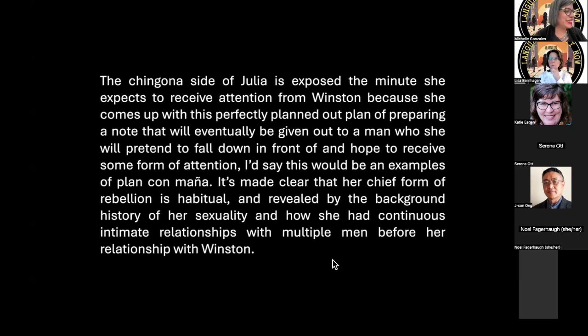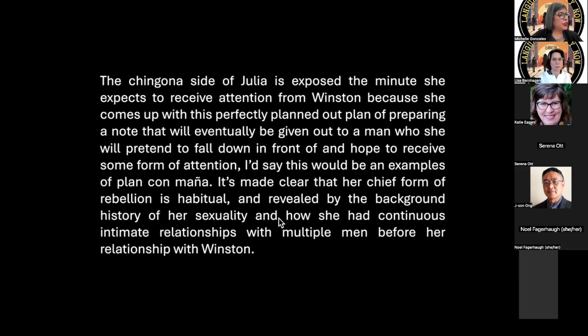Here's another passage. The chingona side of Julia is exposed the minute she expects to receive attention from Winston, because she comes up with this perfectly planned out plan of preparing a note that will eventually be given out to a man who she will pretend to fall down in front of and hope to receive some form of attention. I'd say this would be an example of plan con maña.